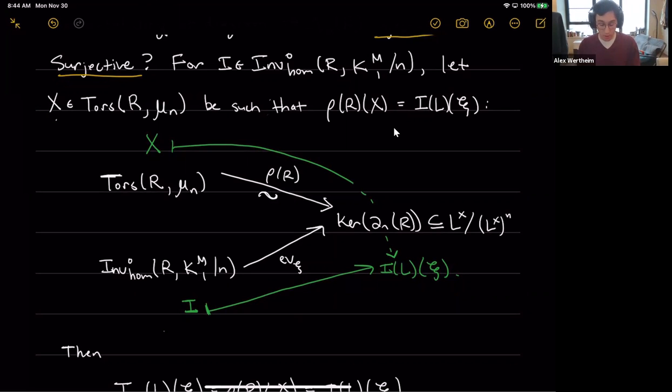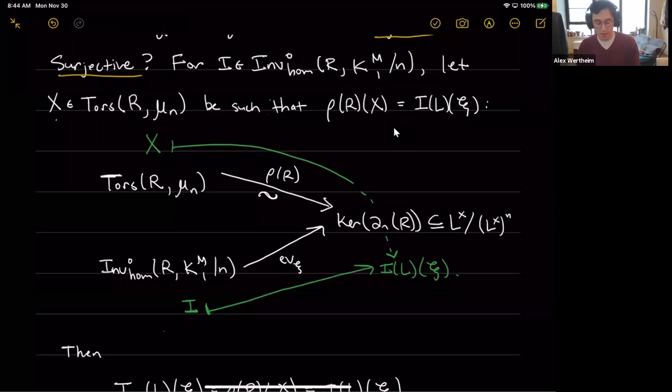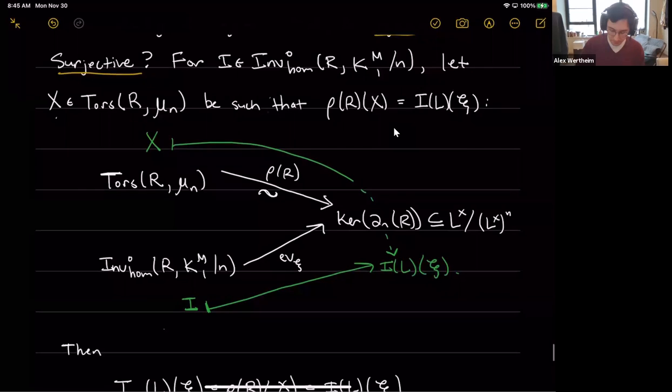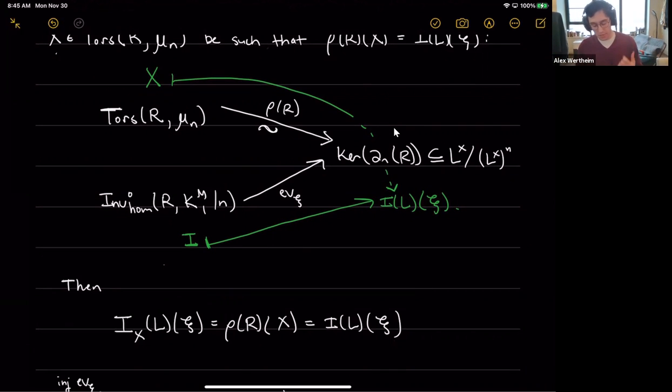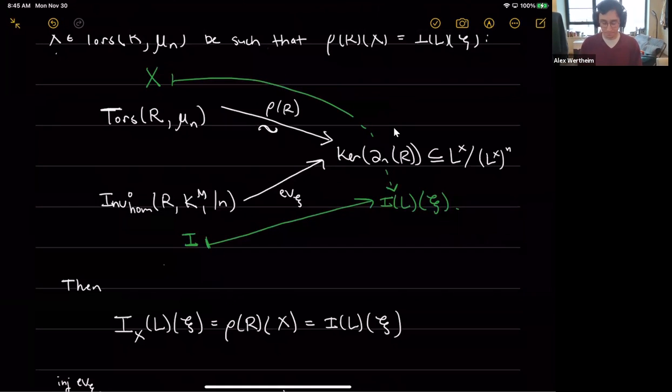And so because rho r is an isomorphism, I can take the preimage under this map to get some mu_n-torsor X over Rx, whose pullback at the generic point, suitably reinterpreted under this Kummer theory isomorphism, is exactly the value of I at the generic point. By the definition of the invariant Ix, if I evaluate Ix at the generic point, then this is exactly the pullback of X at the generic point. And by construction, we've chosen X so that this is equal to the value of I at the generic point.